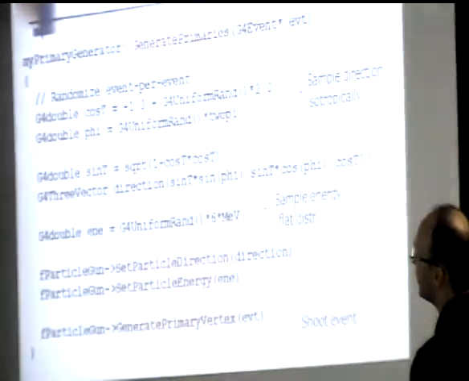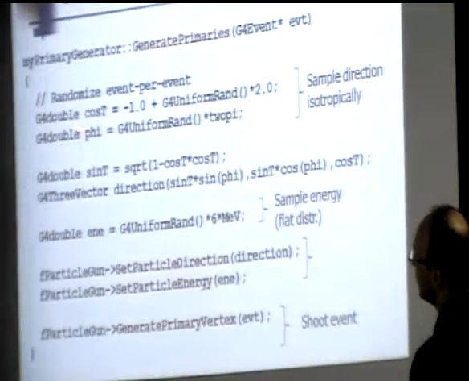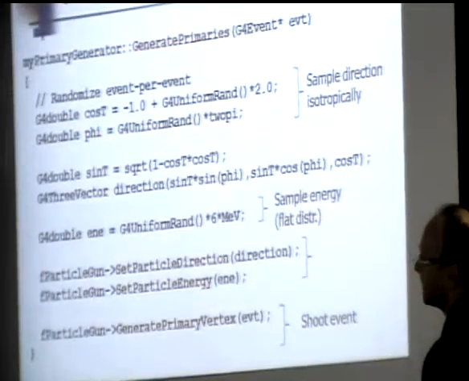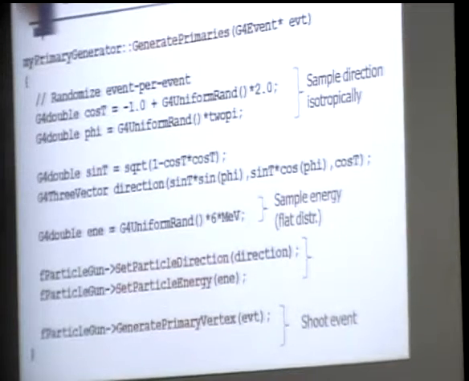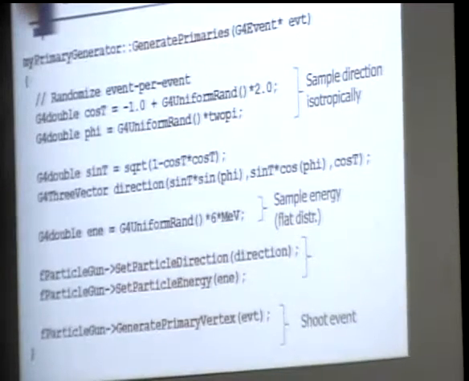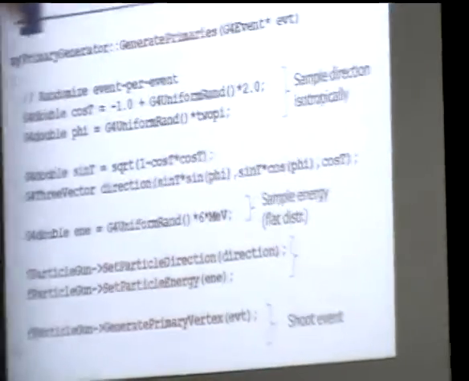Then you select also the phi by shooting another random number. So you say that the phi is uniform between 0 and 2 pi. So you randomly sample the direction. Yep. So you have defined those angles.